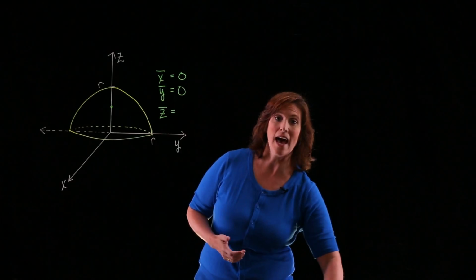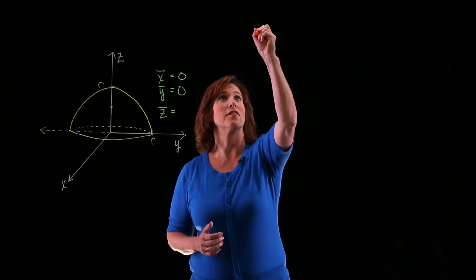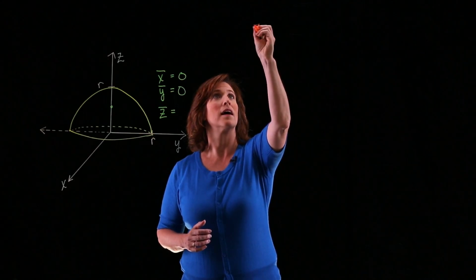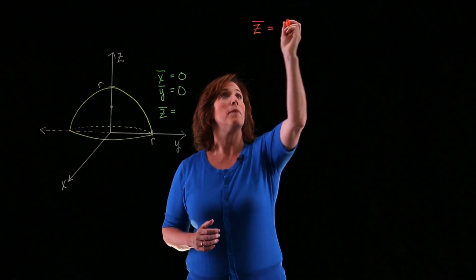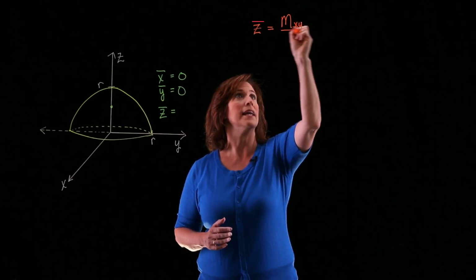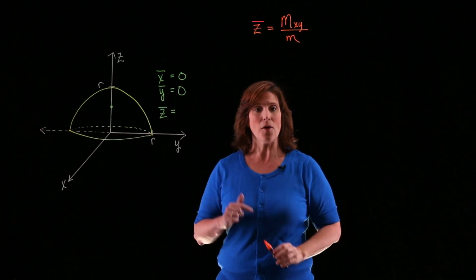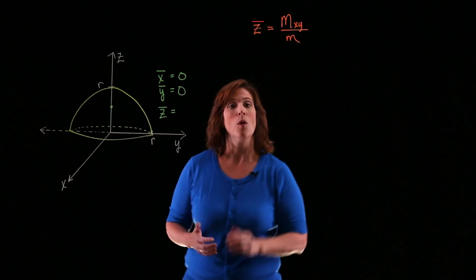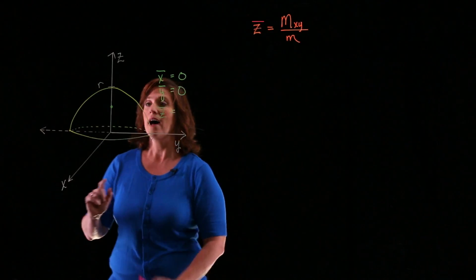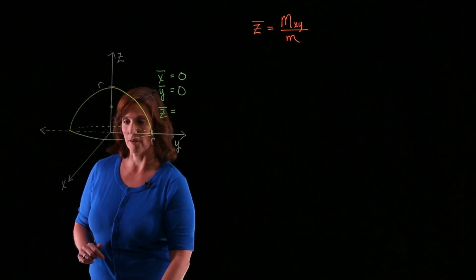Well, I know that I can calculate the z-coordinate of the center of mass by taking the moment about the xy plane and dividing it by the mass. So let's go ahead and take a look at these components. We'll start out with the mass. Okay? So the mass I can evaluate using a triple integral.